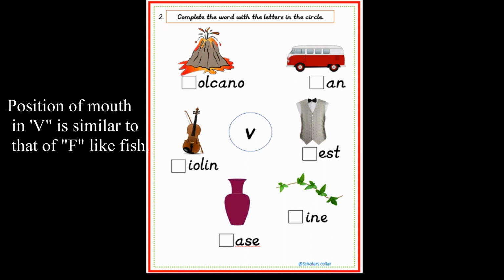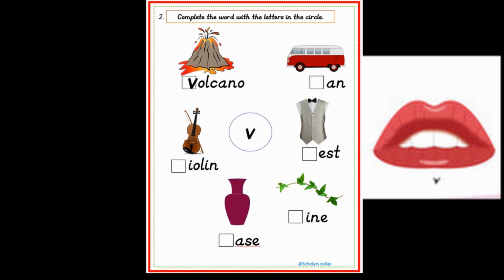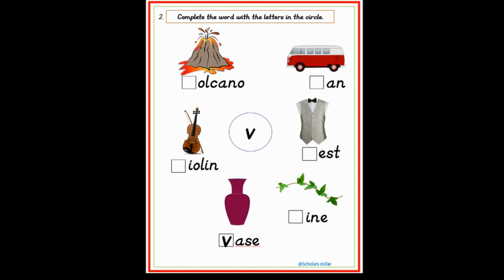V as in volcano, v for van, vest, vine. Remember, this is not wine, this is vine. If it helps, put your lower lip inside your mouth between your teeth, so then you get the sound v as opposed to w. With the Indian accent, people usually confuse the w sound with the v sound.